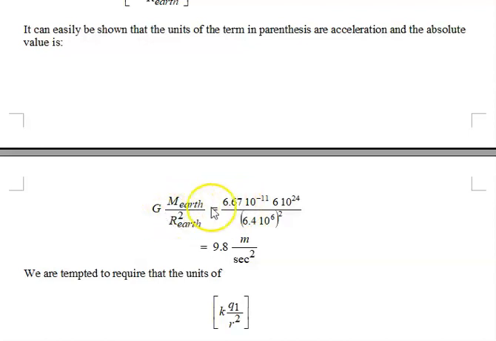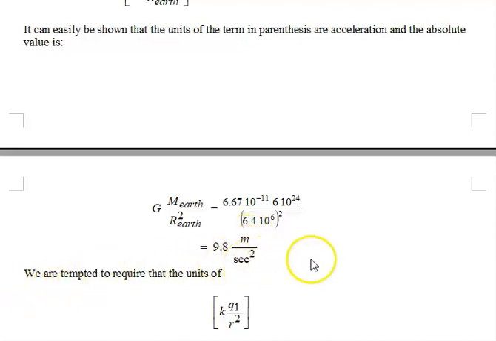I'm sorry, this is the universal gravitational constant. This is the mass of the Earth in kilograms. This is the radius of the Earth in meters. And I find 9.8 meters per second squared, and I round up to 10, and that is units of acceleration.